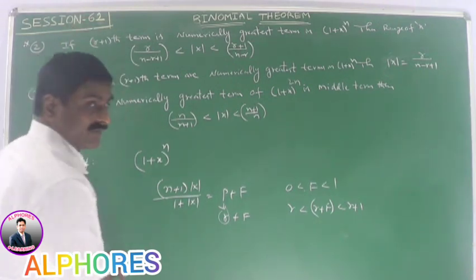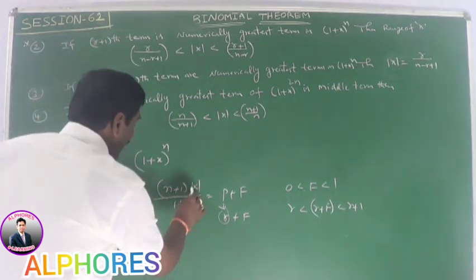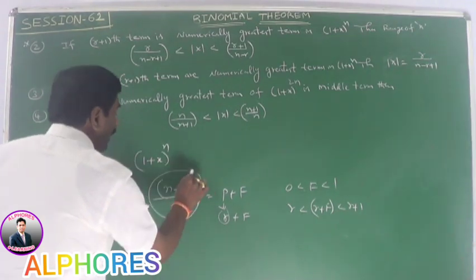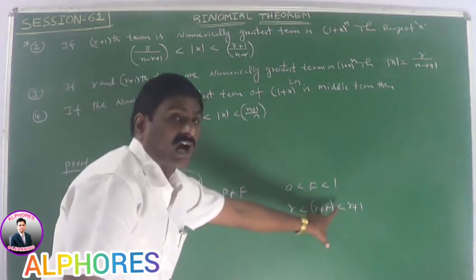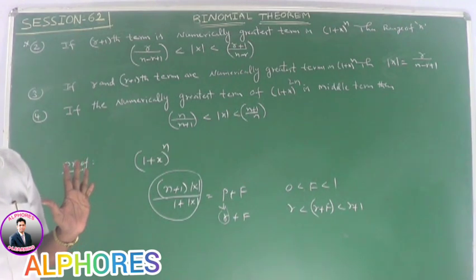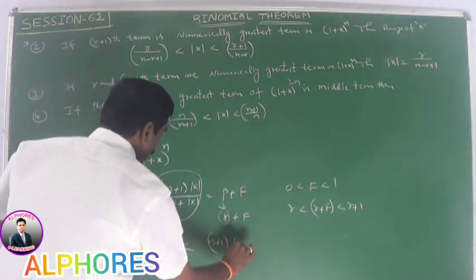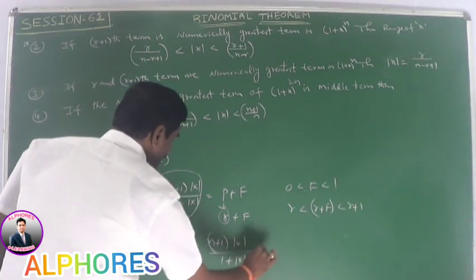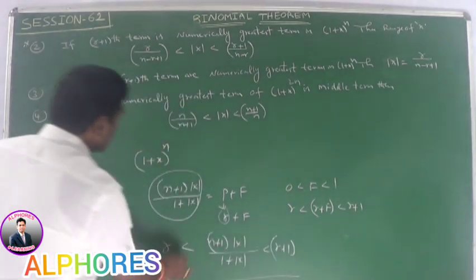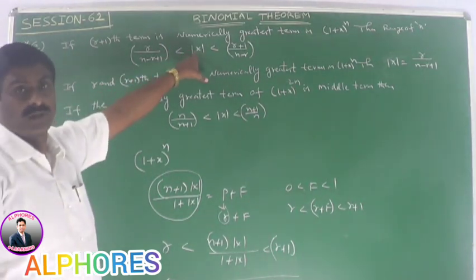It is possible only when the value n plus 1 into mod x by 1 plus mod x, that is r plus f, lies in the interval r to r plus 1. That means r less than n plus 1 into mod x by 1 plus mod x less than r plus 1. By using this value, we find the range of mod x.